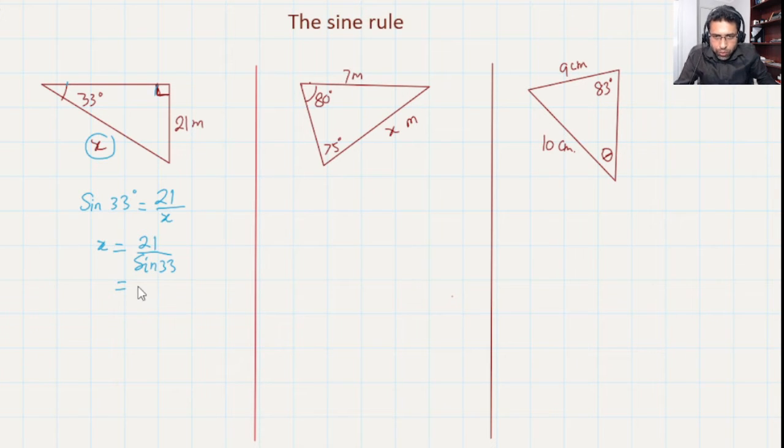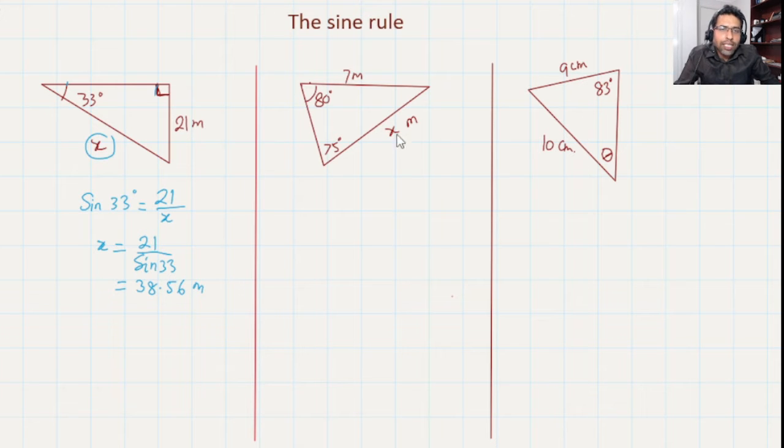If I leave it in two decimal places, it is 38.56 meters, because the other unit is meters. So that's how you can get this problem done. You can get the side length by using the trigonometric ratio.